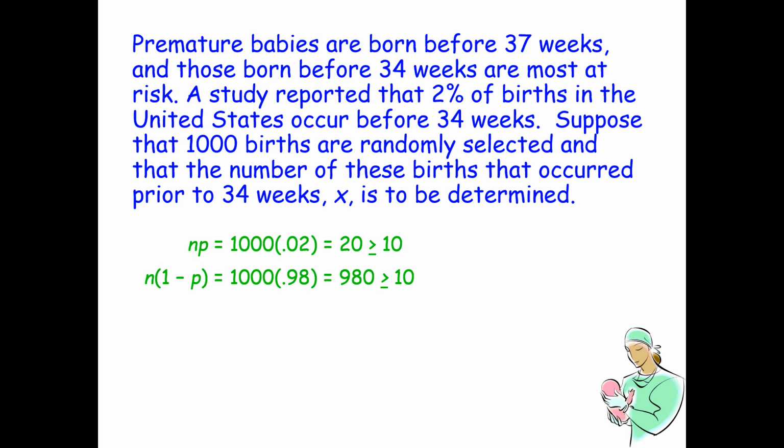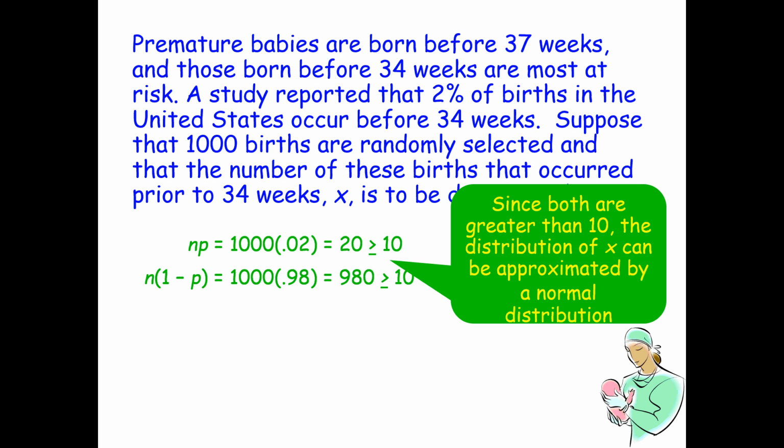So we're going to take our values and plug them in. We take n times p, so 1,000 times 0.02, because it was 2% of births, and we get 20, which is greater than or equal to 10. Then we take n times 1 minus p, not our standard deviation. So we have 1,000 times 0.98, which gives us 980, which is greater than or equal to 10. So since both are greater than or equal to 10, the distribution of x can be approximated by a normal distribution.